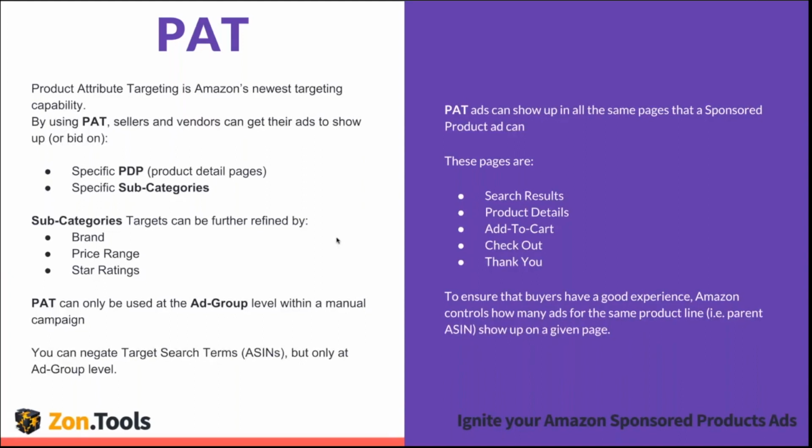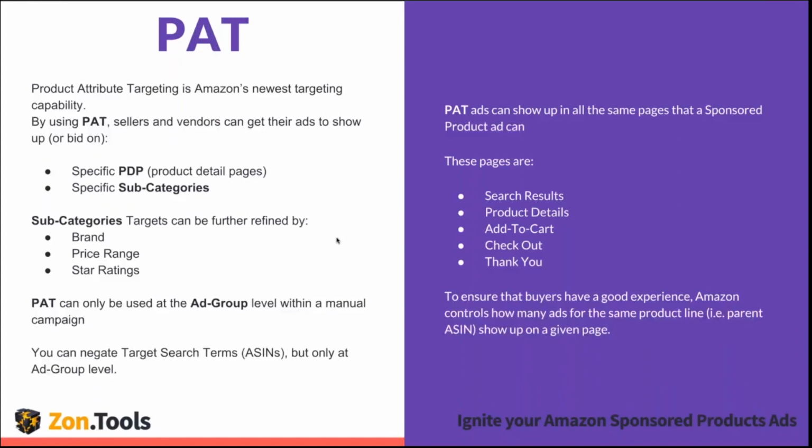So as of now, you are not able yet to target top level categories. And for the subcategories, Amazon allows you to filter, or as Amazon says, further refine by brand, by price range, by star rating, or a combination of the three. PAT can, as of now, only be used at ad group level within a manual campaign. So you can either create a new campaign and add a PAT ad group, or you can go about adding a PAT ad group within an older campaign.